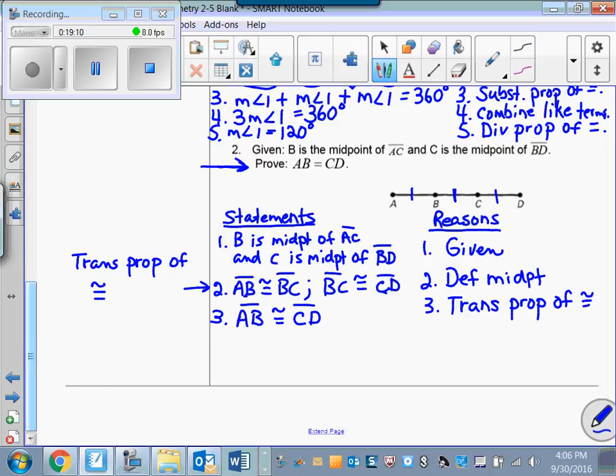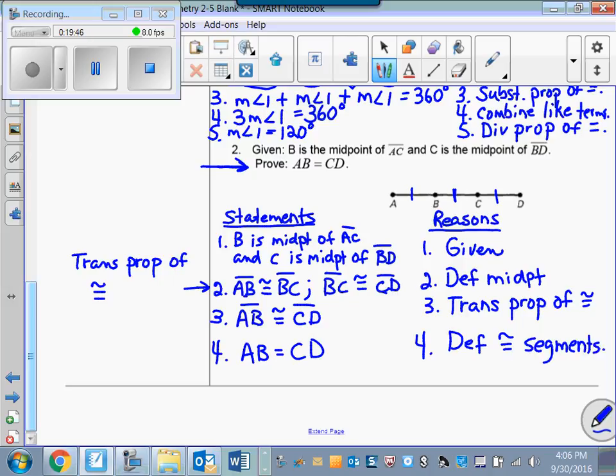So all I have to do right here is say that AB, oops, not segment AB, the length of AB equals the length of CD. And why is it that I can do that? Because that's the definition of congruent segments. Congruent segments are segments that have the same length. So all I got to do to change from congruence to equality is use the definition of congruent segments.